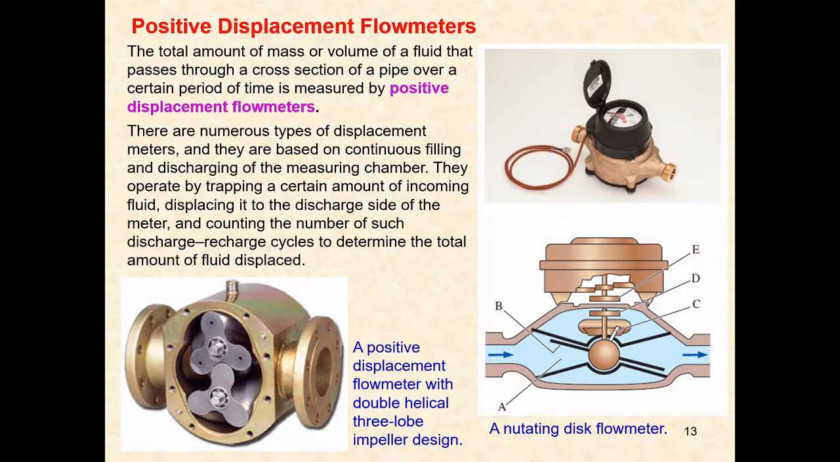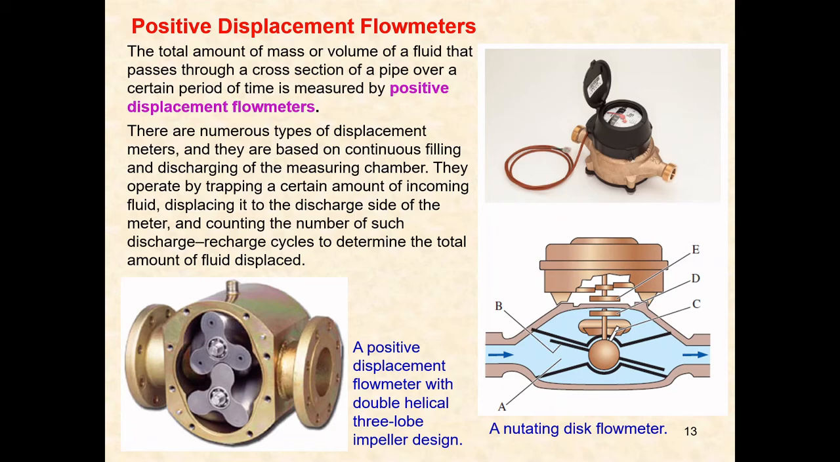Okay, now we look at the positive displacement flow meter. The total amount of mass or volume of a fluid that passes through a cross section of a pipe over a certain period of time is measured by a positive displacement flow meter. There are numerous types of displacement meter. They are based on counting, filling and discharging of the measuring chamber.